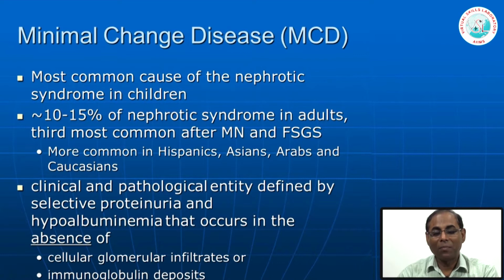So, in adults the commonest is not minimal change disease, and it is more common in Hispanic, Asian, Arabs and Caucasians. This is the international perspective. The clinical and pathological entity is defined by the selective proteinuria and hypoalbuminemia that occur in the absence of cellular glomerular infiltrates or immunoglobulin deposits. So, basically minimal change disease, if you remember the term itself, it is explanatory. There is hardly any change in routine light microscopy examination of the glomeruli, and also when you do the immunofluorescence test, there is no immune complex deposit.